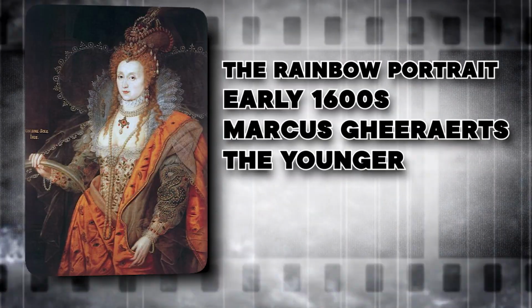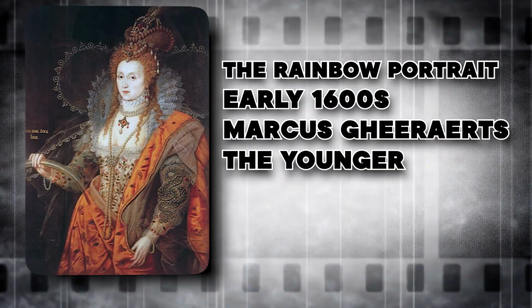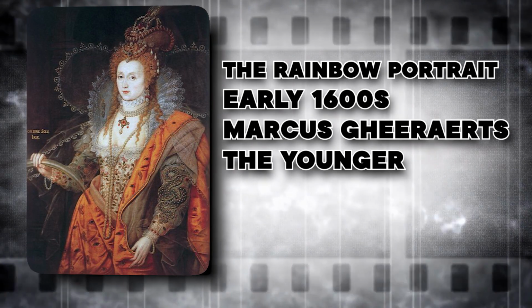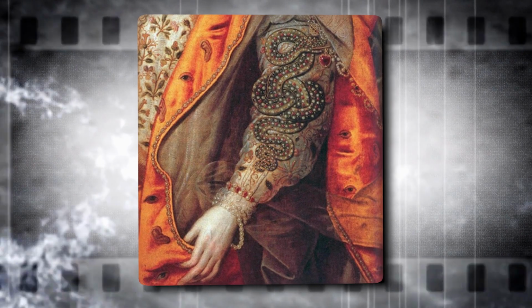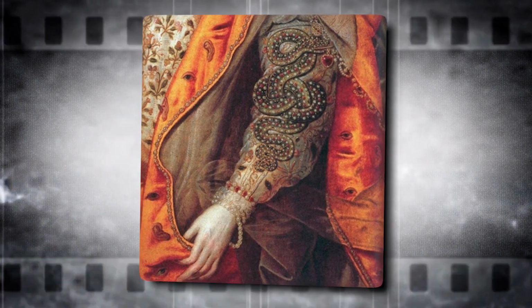The Rainbow portrait, early 1600s, Marcus Gheeraerts the Younger. In one of her last portraits, Elizabeth looks much younger than she was, dressed for a masque, and with a serpent of wisdom, not hidden this time. But the integral part is the rainbow and Latin writing. No rainbow without the sun.